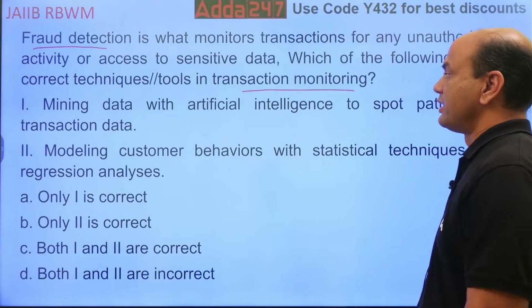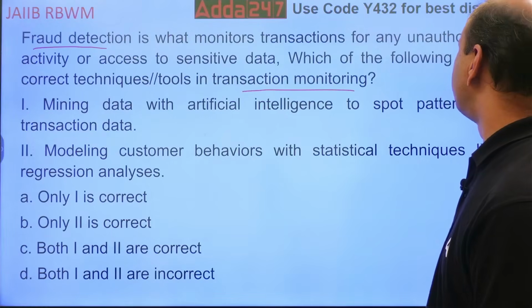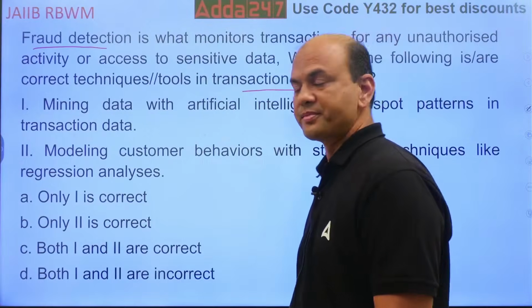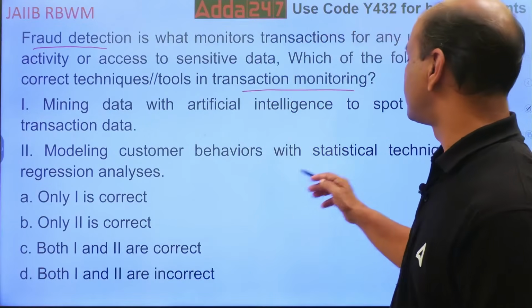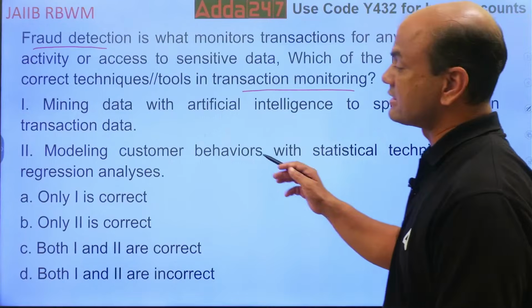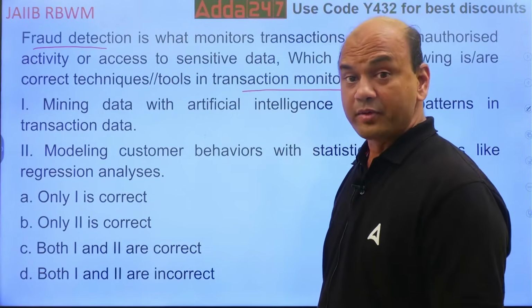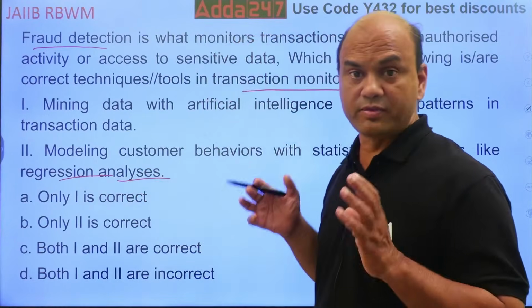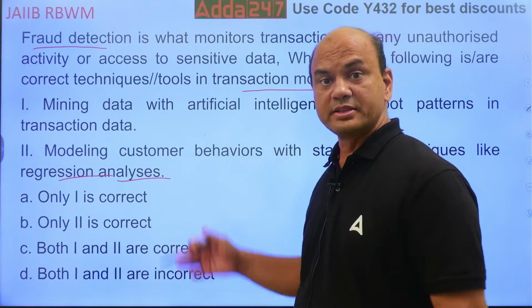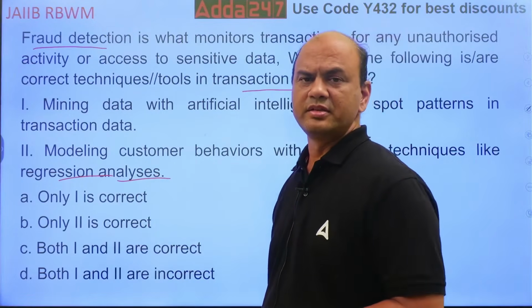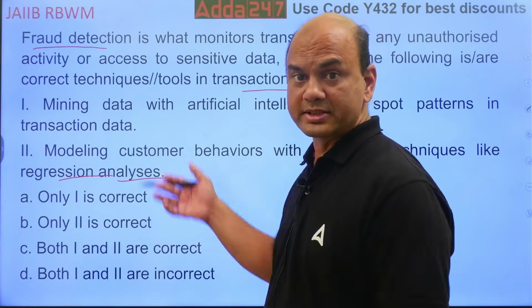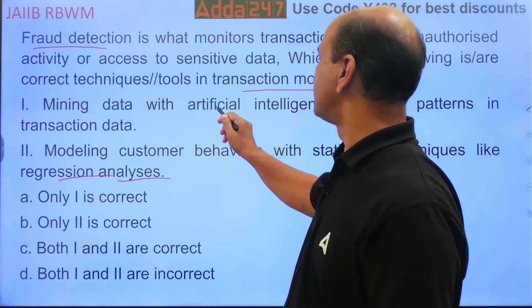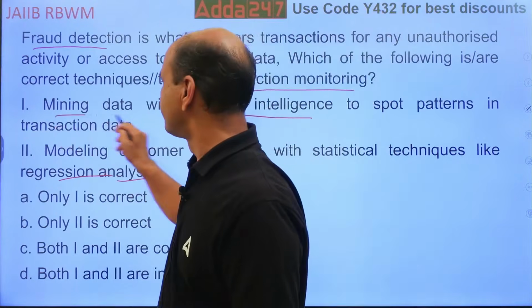Option 1: mining data with AI, artificial intelligence, to spot patterns in transaction data. Option 2: modeling customer behaviors with statistical techniques like regression analysis. Now, regression analysis is not there in JAIIB. In CAIIB, you have a separate chapter on regression analysis, correlation and regression. This is the base of any banking nowadays. So, which techniques are used? Do we use mining data with AI, data mining?